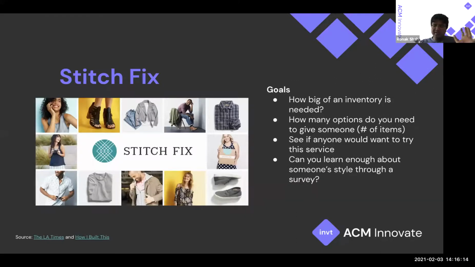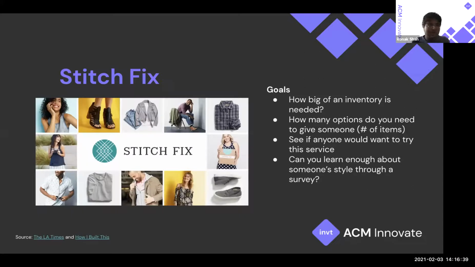When she set out to do this, she had a few different goals in mind. Her first question was, how big of an inventory do I need? If I'm going to be a personal shopper for everyone, how many clothing items do I need to have ahead of time, so I can choose? And then how many options do I need to give to someone? If I'm going to go ahead and shop without you being there and give you the options I think will be best for you, how many different types of clothing do I need to give you? 10, 15, 25, whatever.